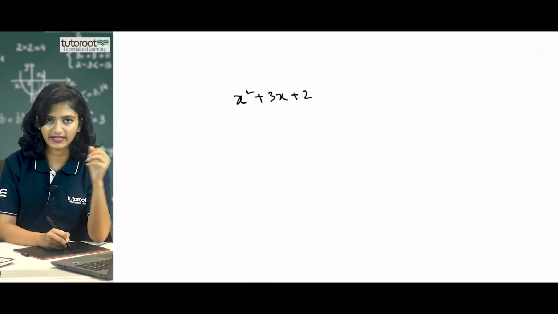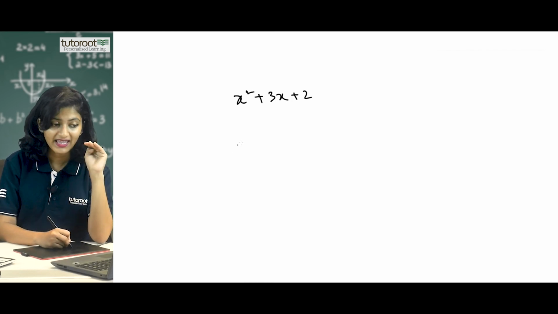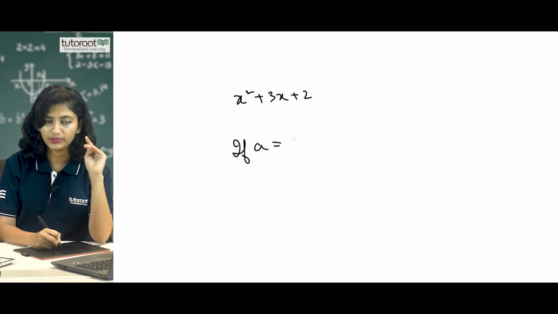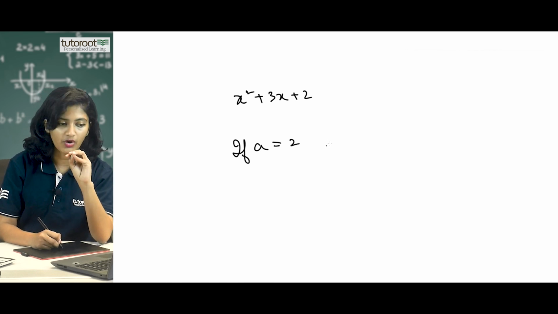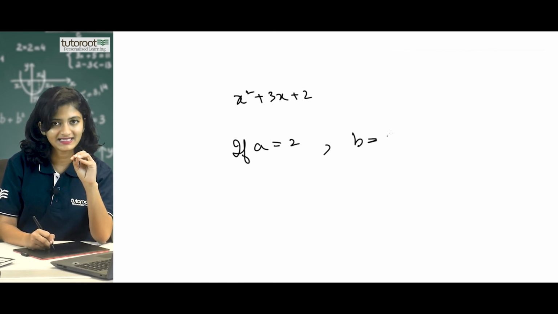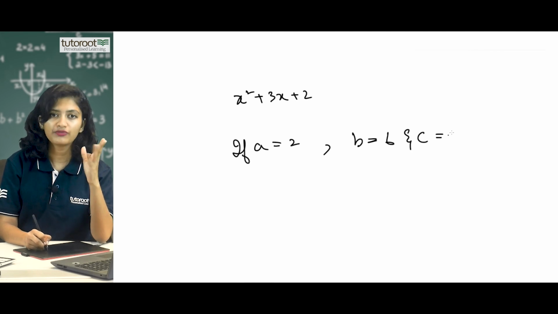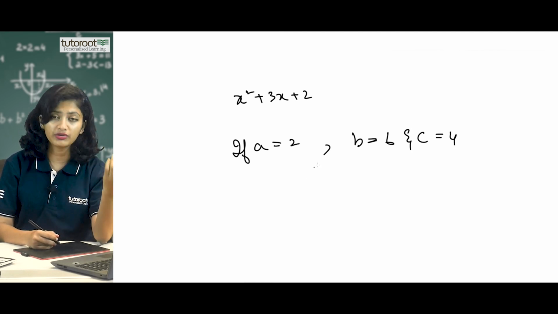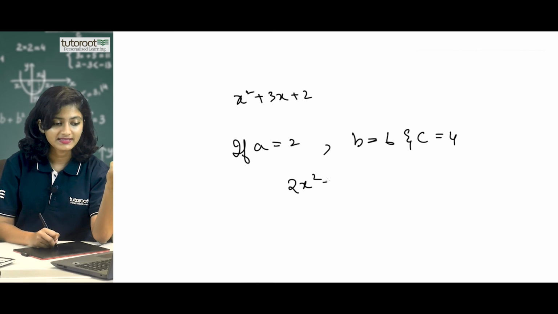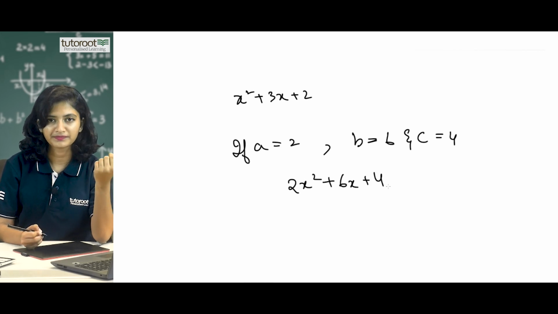Now, if a is equal to 2, then the possible values of b would be 6 and c would be 4. So if it is like that, then the quadratic polynomial would be 2x square plus 6x plus 4.